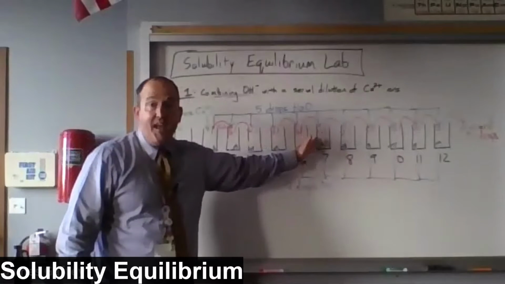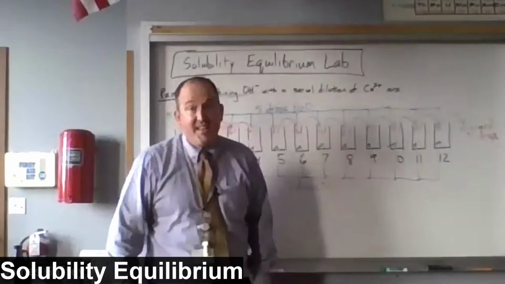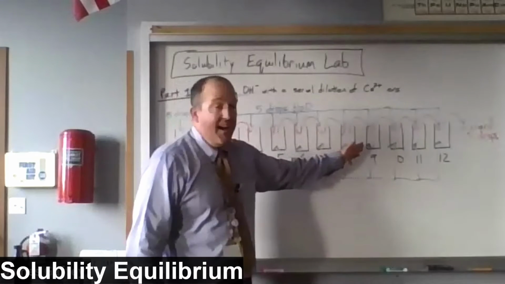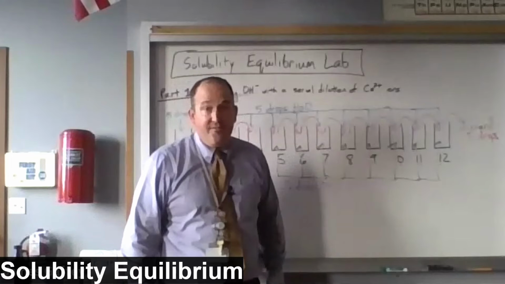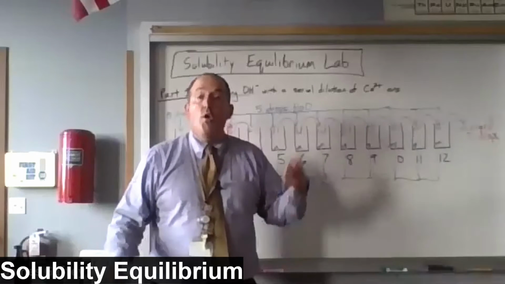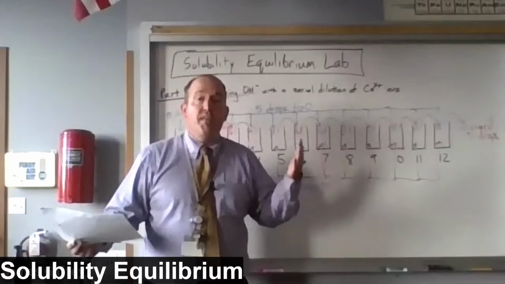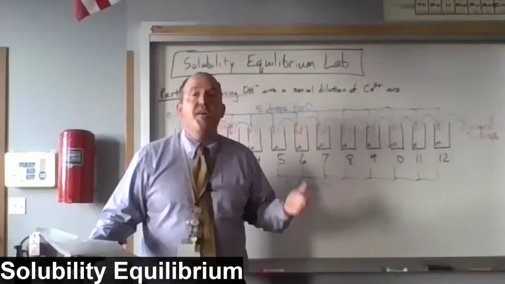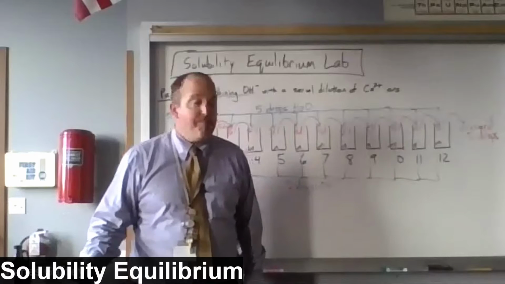By well 7, I'd say unlikely. By well 8, I'd say very unlikely. By well 9, I'd say very, very slim chance of having a precipitate. We're simply going to note the well number that's the first one that did not have a precipitate.